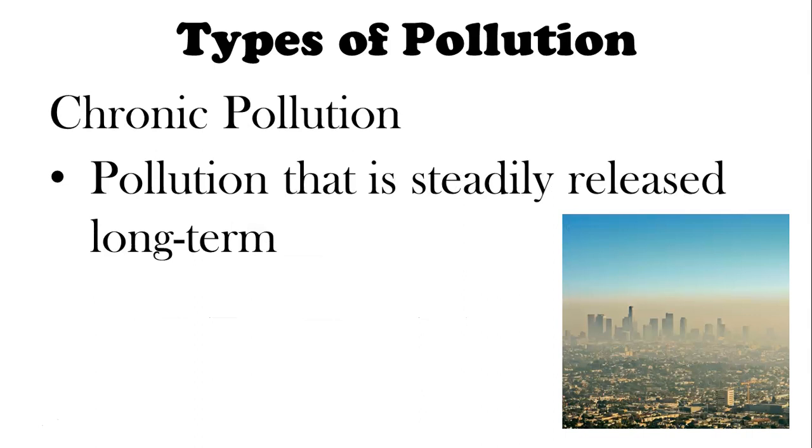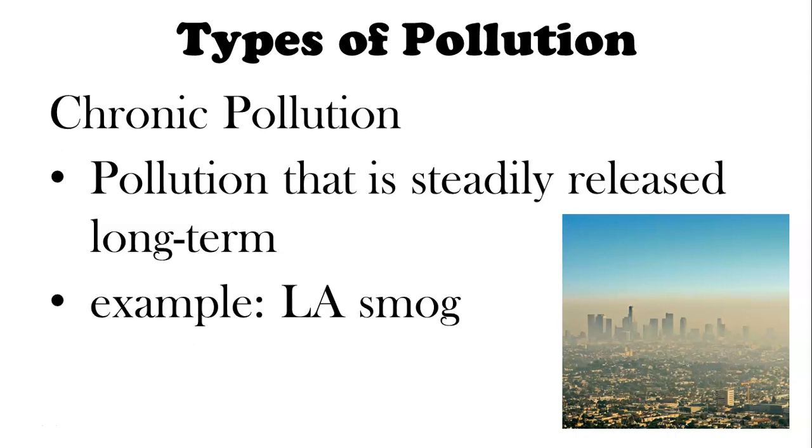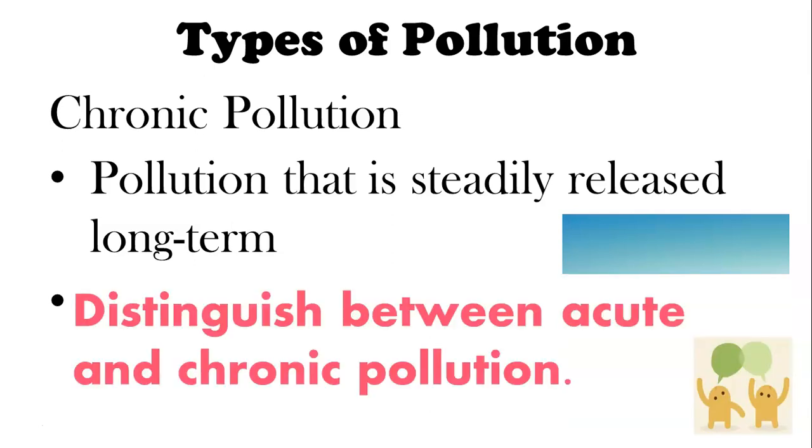Chronic pollution results from the long-term release of a pollutant, but in smaller amounts that are steadily released. This can actually be worse than acute pollution because it's more difficult to clean up. An example would be air pollution caused by smog. You should make sure that you can distinguish between acute and chronic pollution.